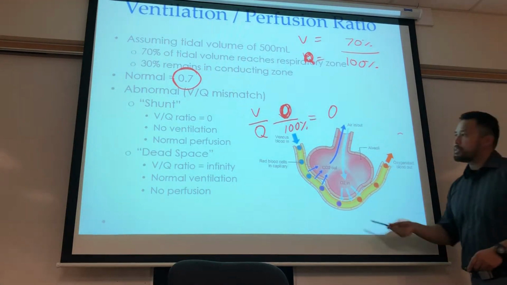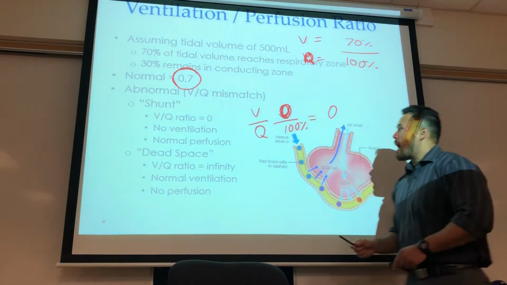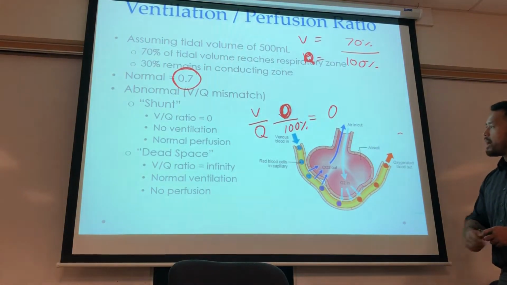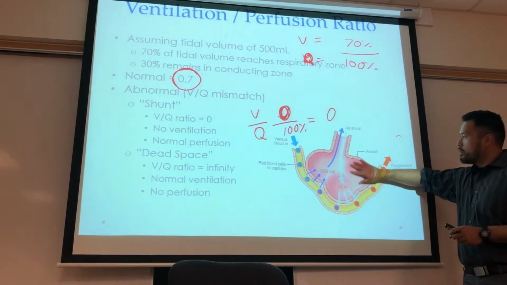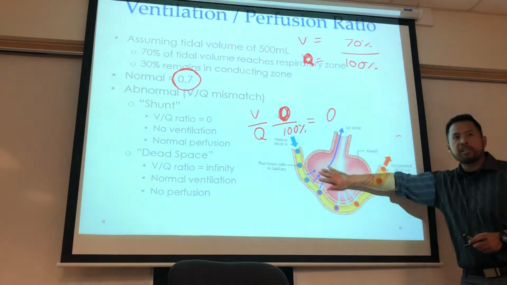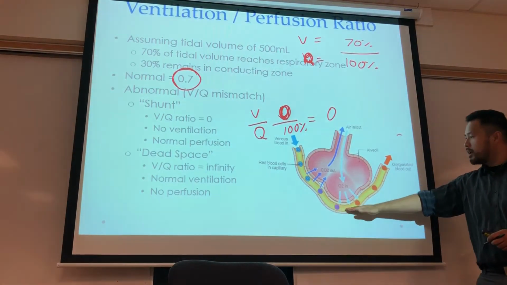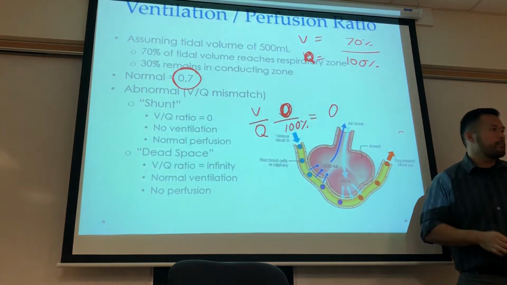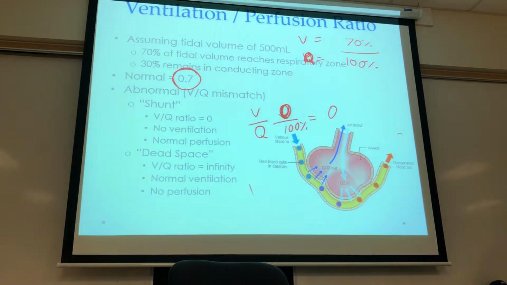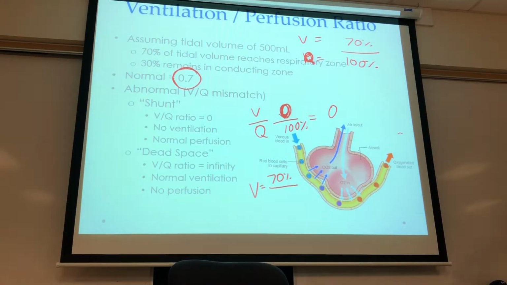Now, the opposite of this is where I get normal ventilation. Take this alveoli, and I can get normal air movement. I've got normal ventilation in the alveoli, but I've got no perfusion, meaning blood flow is decreased around the alveoli. So in this case, I have ventilation at about 70%, which is normal, and perfusion would be 0%. So any number divided by 0 is undefined, about infinity.